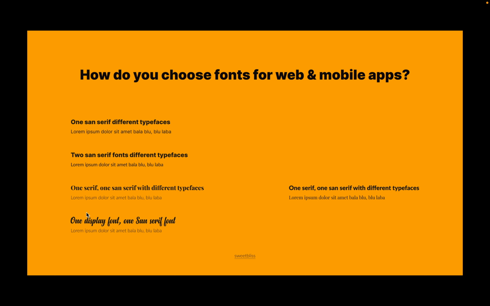The next one is you can use one display font and one sans serif font. If you use a display font, you would have it as title. You don't want to use display fonts as descriptive text. You want to have them as titles only. They don't work as description text where you have a lot of text. So you use them as title, and then you use more of a sans serif font as description. This is a safe way to start using your fonts for web and mobile applications.